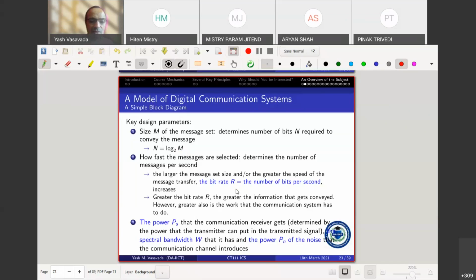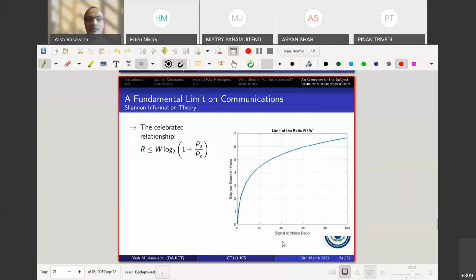And so what is meant by the work is the power that the receiver has to get, the bandwidth that the transmitter has to use to transmit that physical message, and the noise power. These are the parameters that the communication system has to work with. And then Shannon came up with this relationship that the bit rate can never be greater than the bandwidth times logarithm base 2 of this PS over Pn, which we have called SNR.